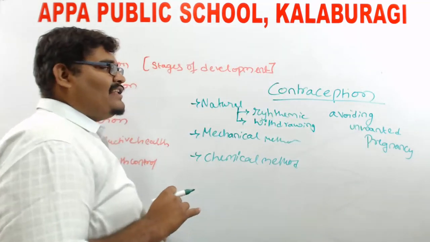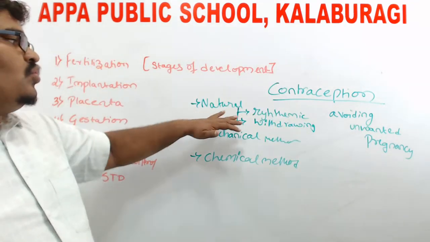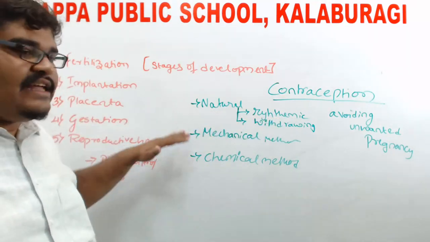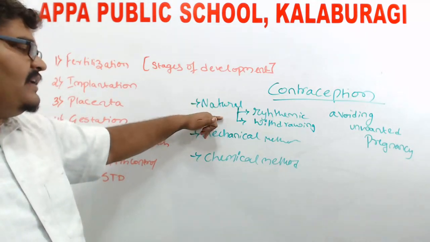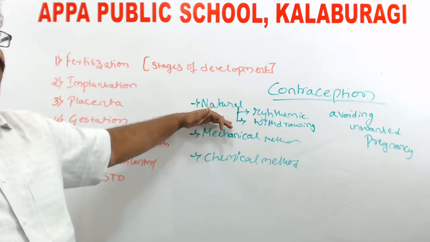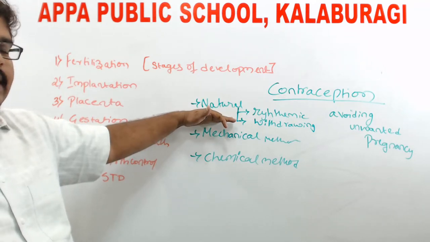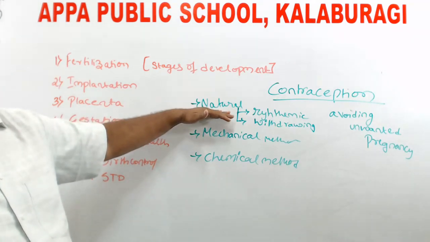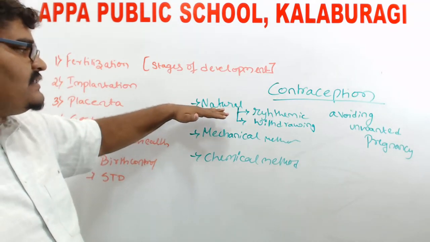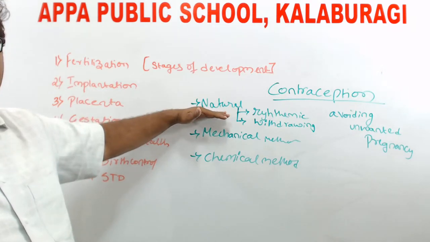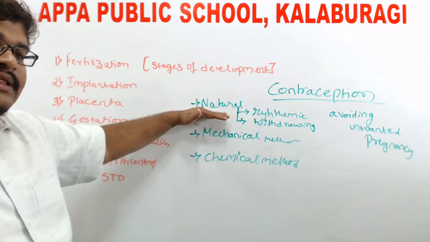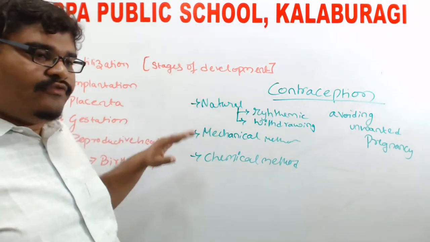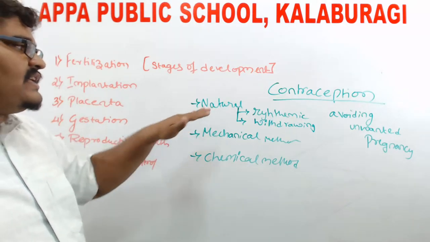Under natural contraception, one can make use of the rhythmic method. What is this rhythmic method? In the rhythmic method, they make use of the menstrual cycle, and depending upon the safe period days, they have sexual intercourse. In the safe period there is no release of any egg, so there is no fertilization and pregnancy. That is the rhythmic method.